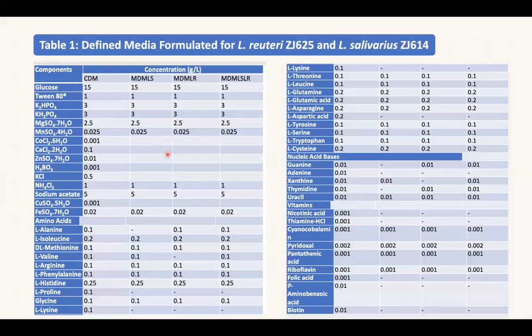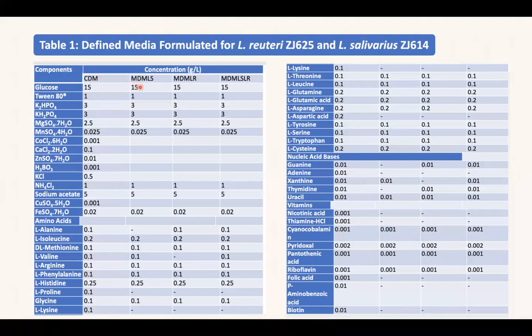So in more detailed form, the defined media formulated for L. reuteri and L. salivarius show that the isolates, particularly if we look from the first column from the left, is the CD, and that is the complete defined medium containing all the nutrients.